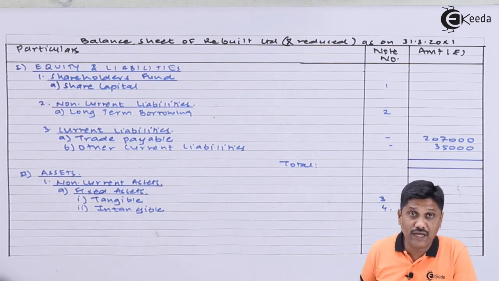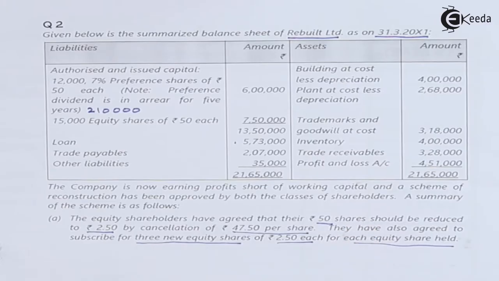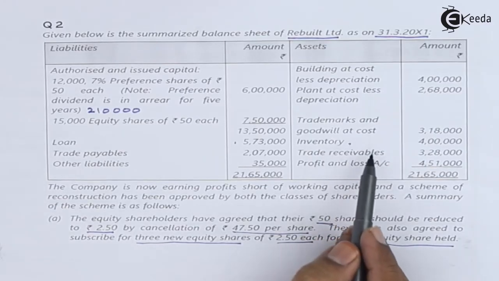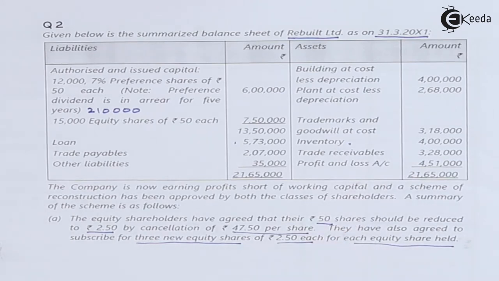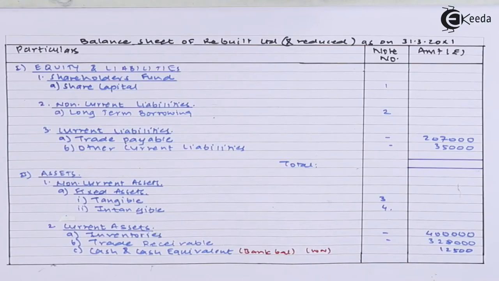Now in current assets, I need to write other assets, whatever are available in my balance sheet. In the balance sheet, you can notice there is inventory and trade receivable, both will appear as your current assets. Beside that, cash and cash equivalent, the bank balance, is also there. So I will note down all three. Friends, I have written current assets also. I need to take a total.